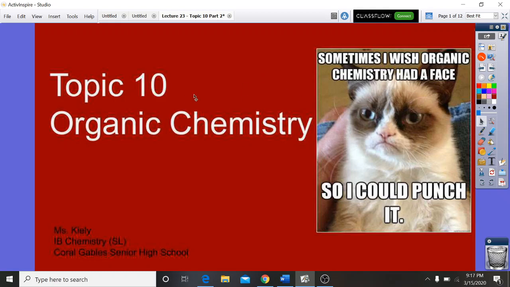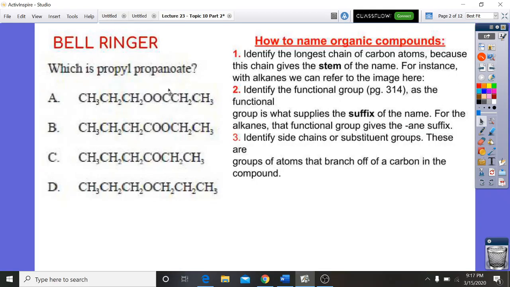With that being said, this is lecture 23. We're looking at topic 10. This is part 2. We did part 1 in school, albeit it was a little quick. So I'm going to make this lecture pretty short so that we can really focus on those functional groups and on naming organic compounds. Yes, it's a lot of material.